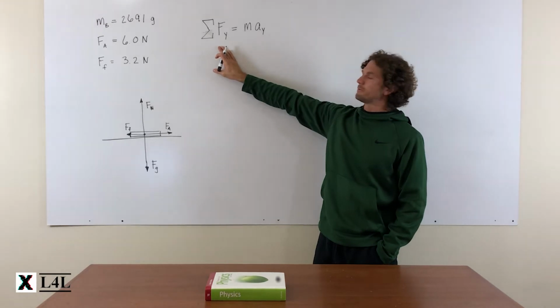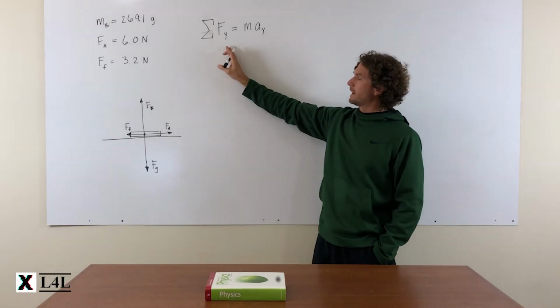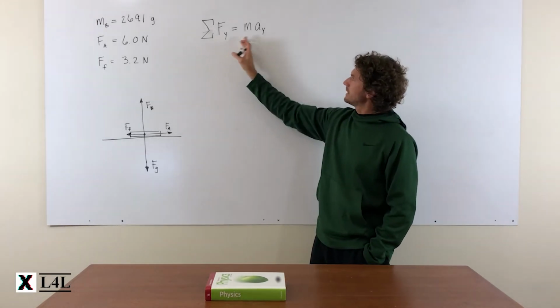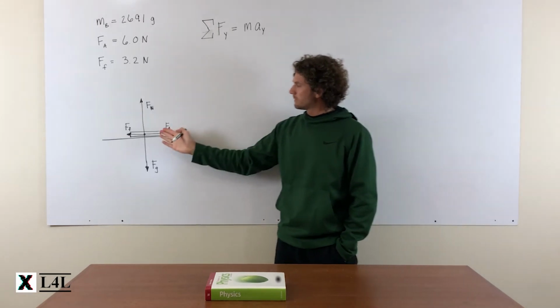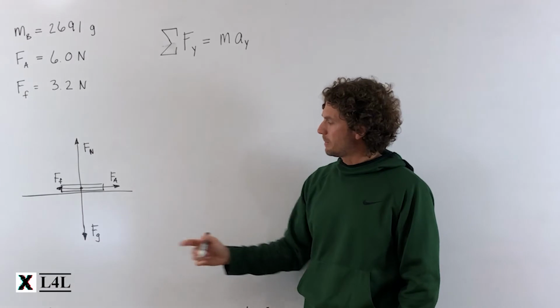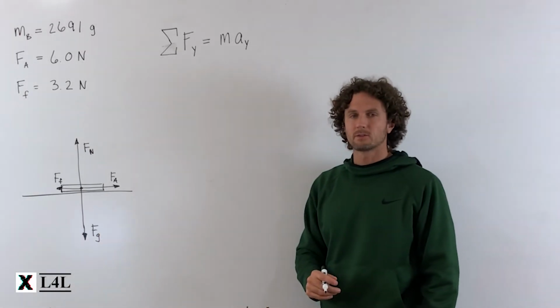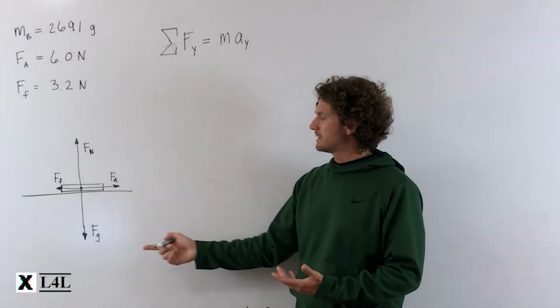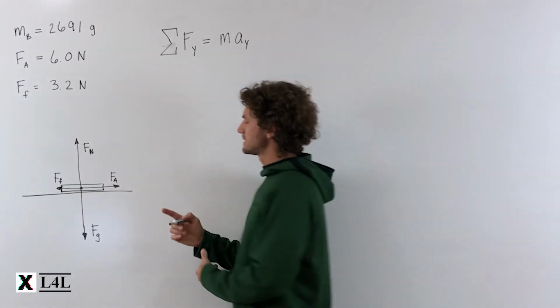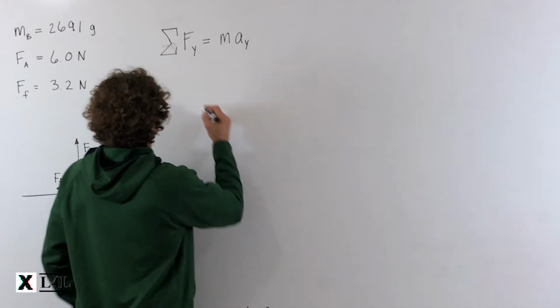Alright, so the sum of the forces in the y direction, or the vertical direction, is going to equal the mass times the acceleration in the y direction. When you're looking at the forces, we have the normal force going up, and we have the force of gravity going down. So we're going to apply our frame of reference that up is positive and down is negative. And the way that I'm going to do this is I'm going to sum the forces.